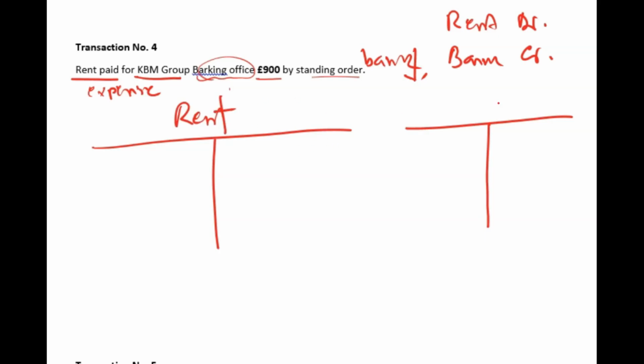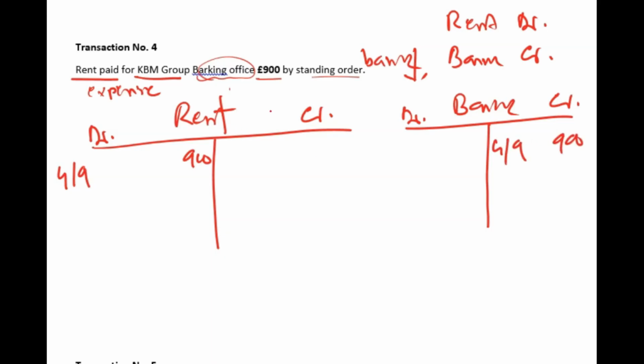Rent and bank. We know left hand side DR CR, DR CR. So rent debit 900. Let's assume it's 4th of September, and bank going down credit 900. 4th of September. Your job is done. You just need to write the opposite account's name inside here, bank, and inside there, rent. And your 4th one is done.